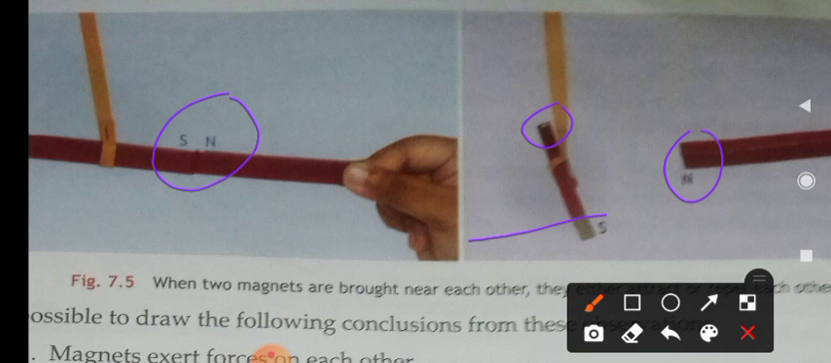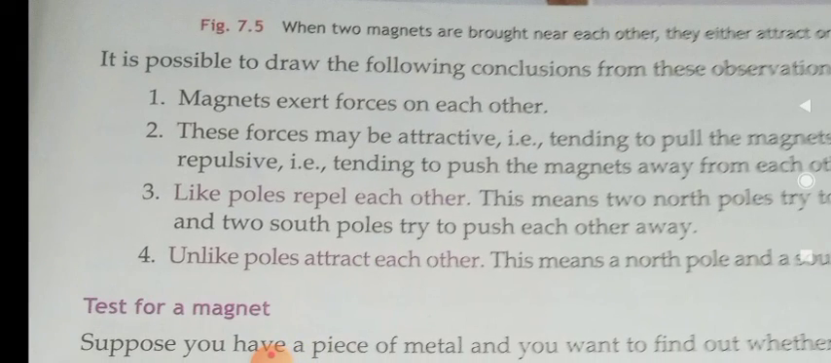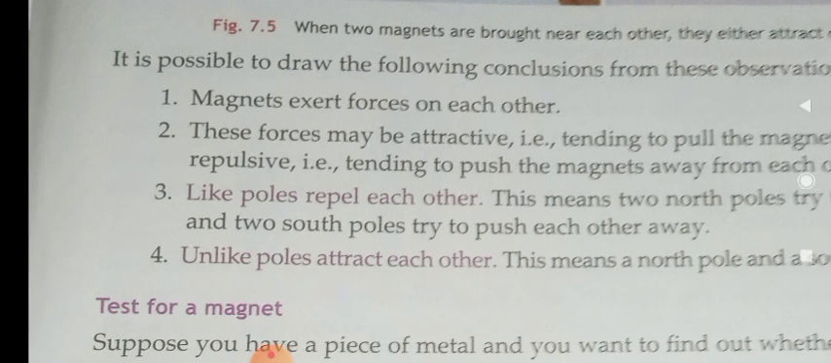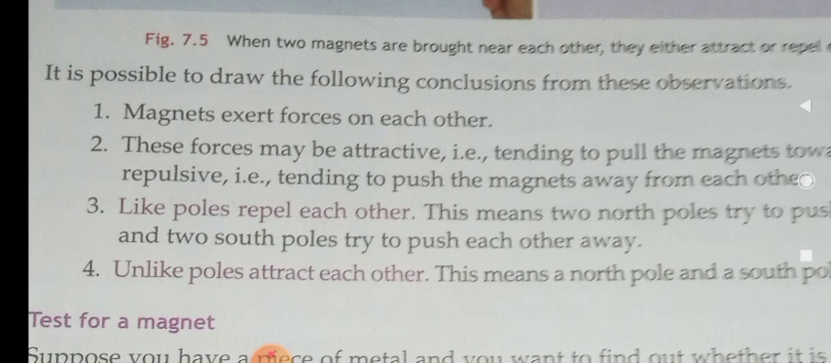This is the main force exerted by the magnet. The main property of a magnet is that like poles repel each other and unlike poles attract each other. Okay, children, did you understand this? Yes, hope you understood. So how can we identify a magnet?